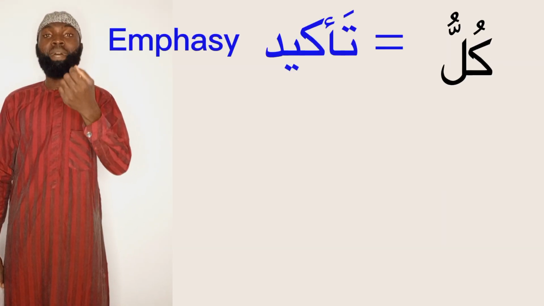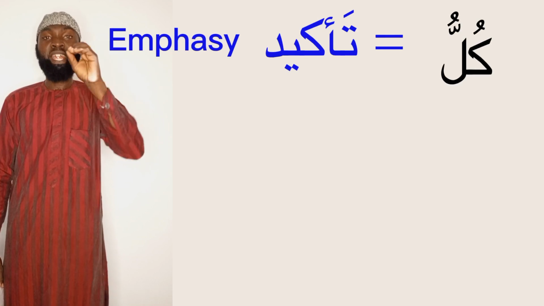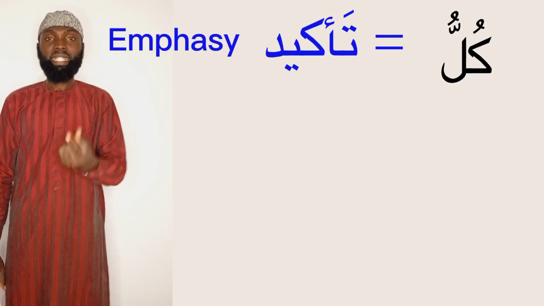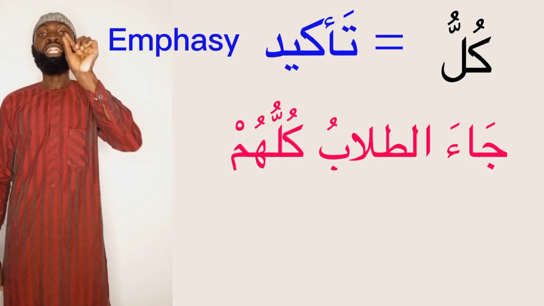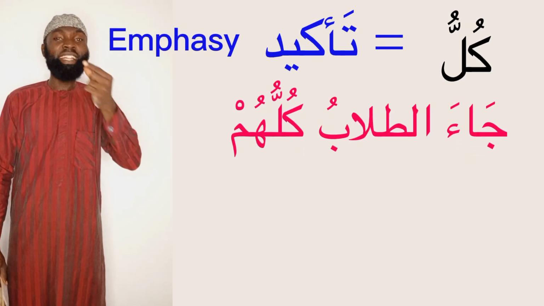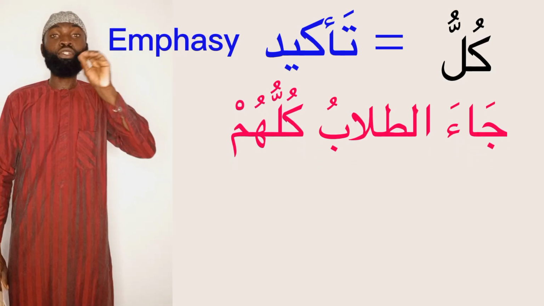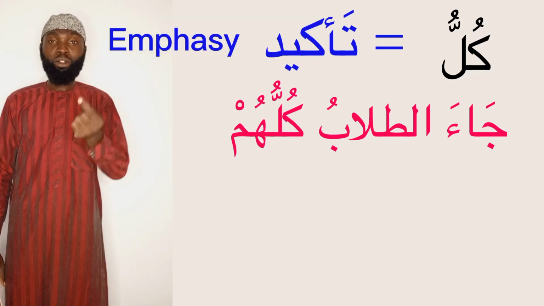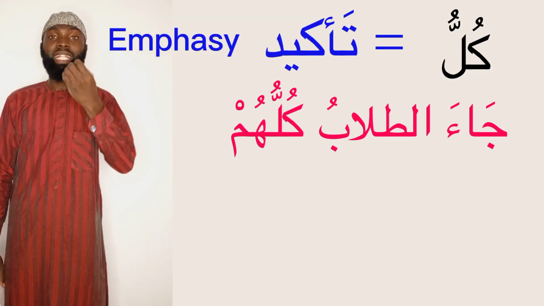In this lesson, we are also going to learn how to use the word "kullun". The word "kullun" is called ta'kid, that is a particle or a word of emphasis. We use the word "kullun" to emphasize. I can say "ja'at tullabu kulluhum", the students came, all of them. So the "all" there is used to emphasize a sentence, an action.